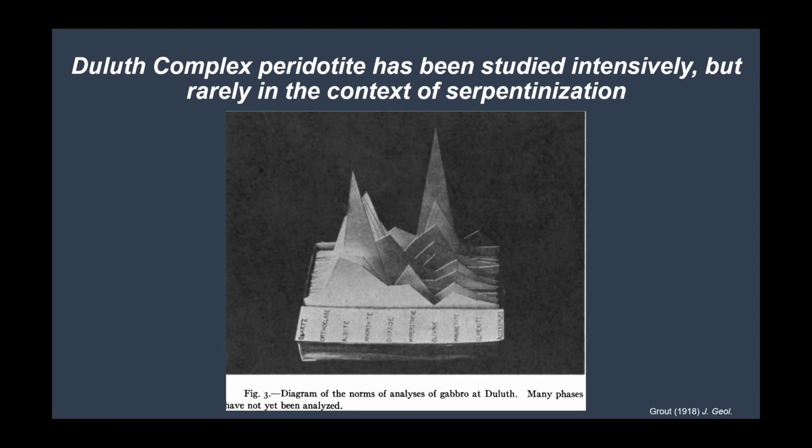And again, I just needed to show this because this is one of my favorite versions of pre-Excel or pre-Illustrator plotting of scientific data. What you see here is the diagram of the norms of the analyses of the gabbro at Duluth. And this row here with the large pinnacle in the back is the olivine row. So you see that some of these rocks are extraordinarily enriched in olivine, and some of them have very little olivine in them.